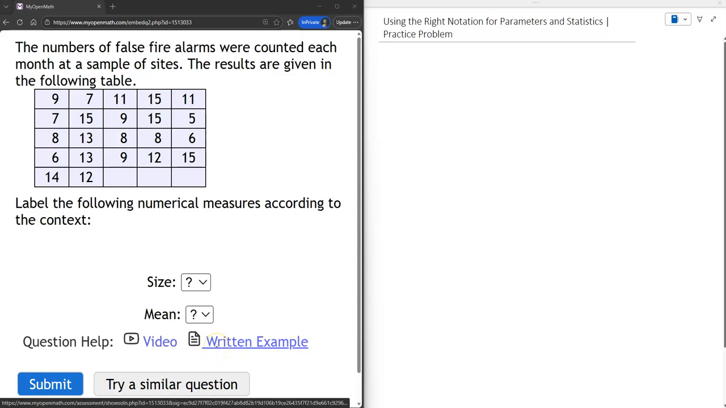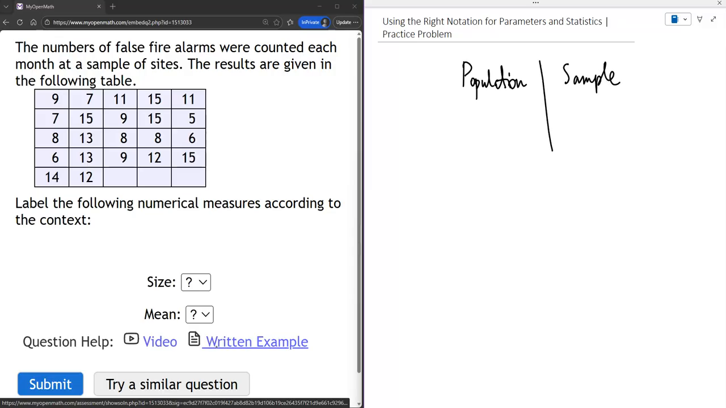In this tutorial, I'm going to show you how to use the right notation when working with parameters and statistics. And the main distinction that you have to be able to make is between the population and sample. So anything that you measure about the population is called a parameter. Anything you measure about the sample is called a statistic.